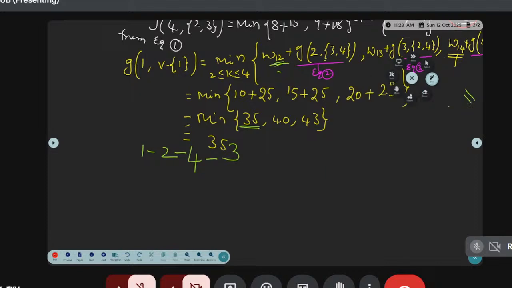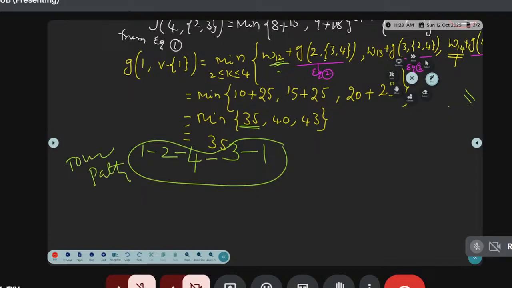Visited all: 1 is done, 2 is done, 4 is done, 3 is done, everything is done. After everything is done, what to do? Deliver the items, all over. Then come back to where you started. This is the final tour path: 1 to 2, 2 to 4, 4 to 3, 3 to 1. That is the way we need to trace out the backtracking.